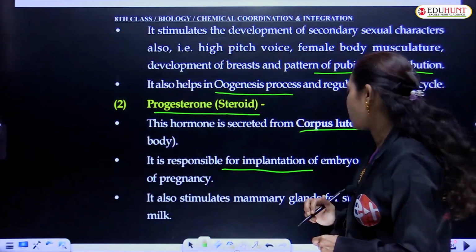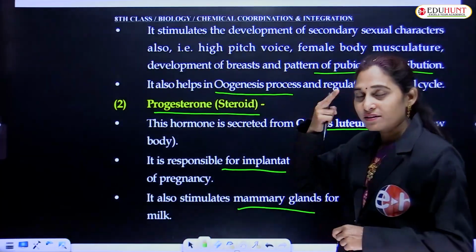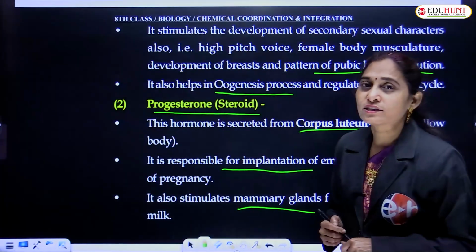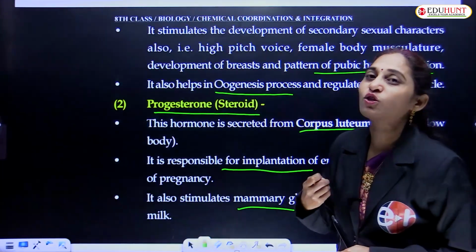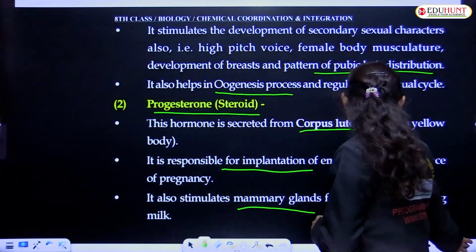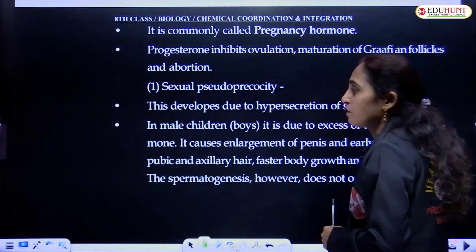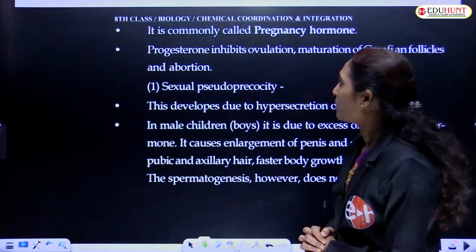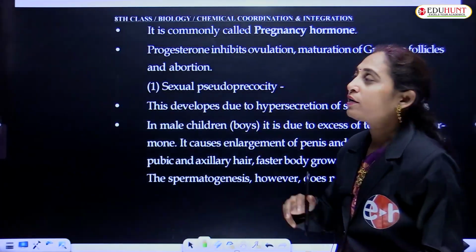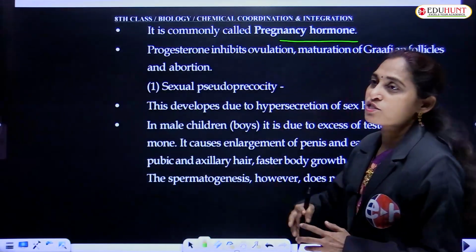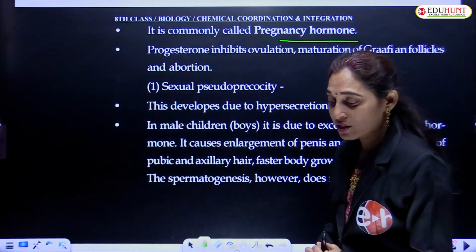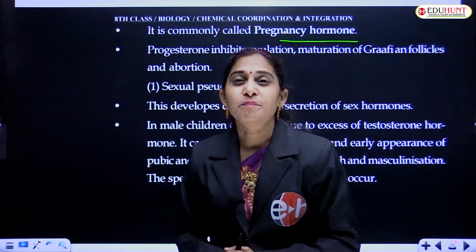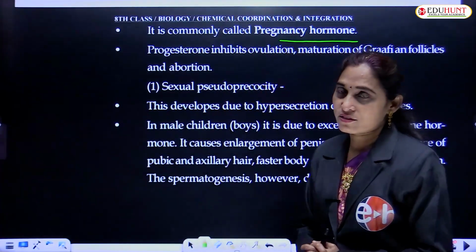It also stimulates mammary glands. Mammary glands are stimulated after confirmation of pregnancy, for secretion of milk, and it is commonly called pregnancy hormone, that is progesterone is also called as pregnancy hormone because it confirms and maintains the embryo in the uterus.